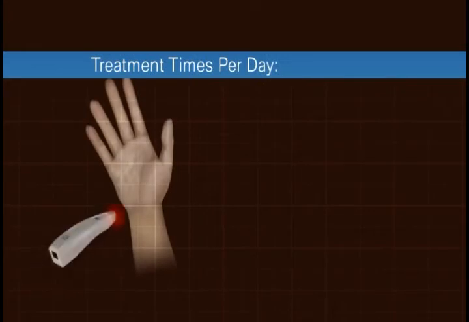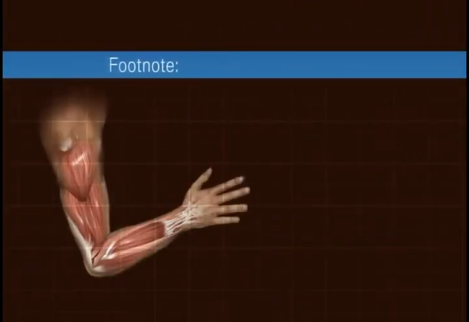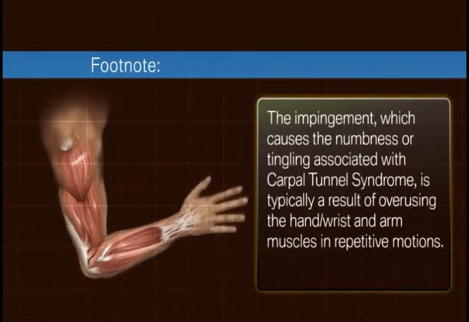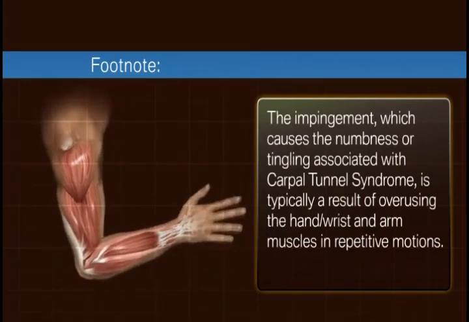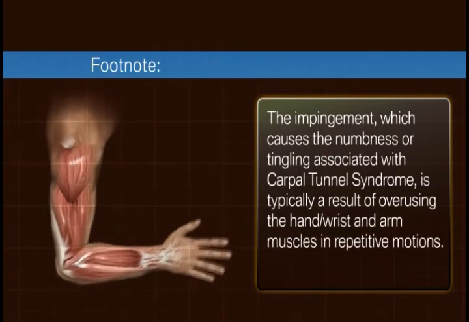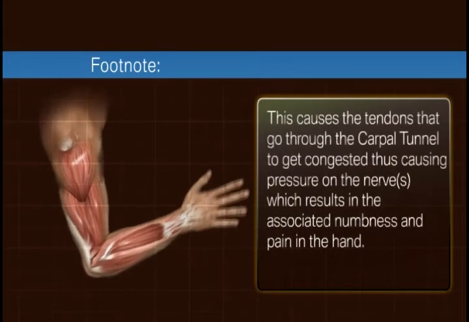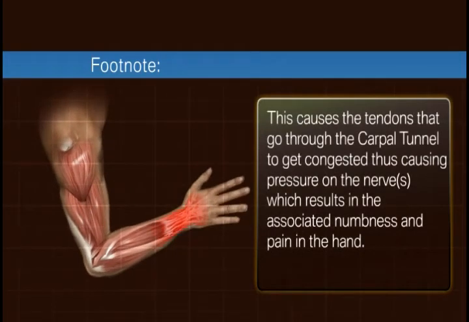Treatment times per day. Treat once per day for 5 days and then as often as needed for maintenance. Footnote: the impingement, which causes the numbness or tingling associated with carpal tunnel syndrome, is typically a result of overusing the hand, wrist, and arm muscles in repetitive motions. This causes the tendons that go through the carpal tunnel to get congested, thus causing pressure on the nerves, which results in the associated numbness and pain in the hand.